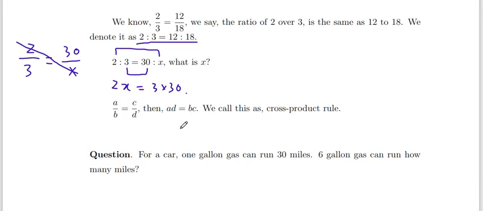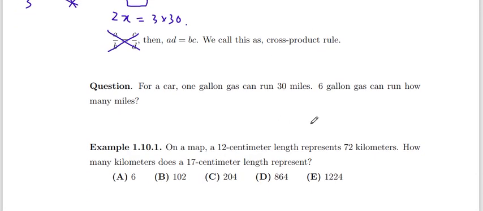Okay. So for a fraction a over b equals c over d, then a times d equals b times c. We call this the cross product rule. Okay. So many things have these ratio relationships.